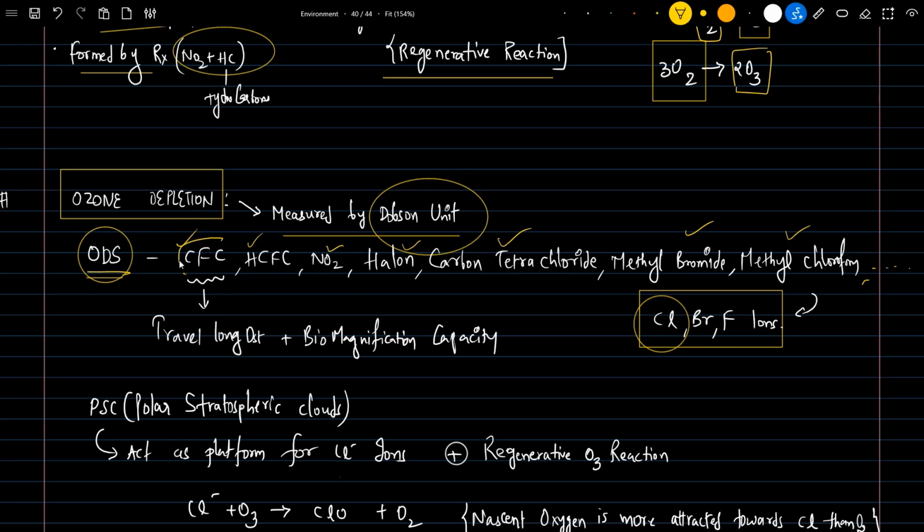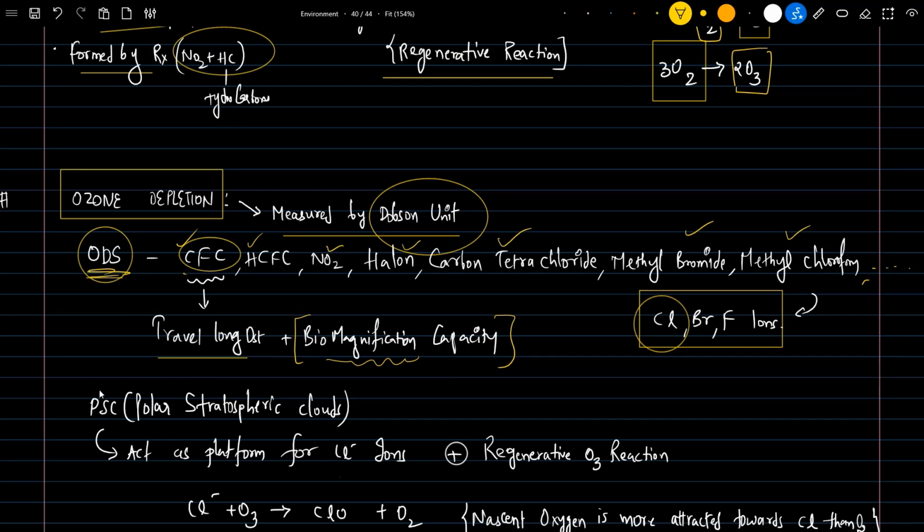Let's take the example of chlorofluorocarbon. These can travel long distances and also have biomagnification capacity. What is biomagnification? We have talked about it earlier. Also understand the difference between accumulation, bioconcentration, and biomagnification. Okay, so these are ozone depleting substances.